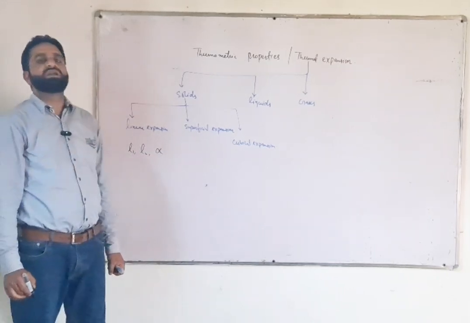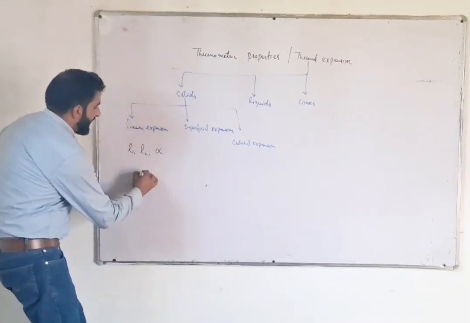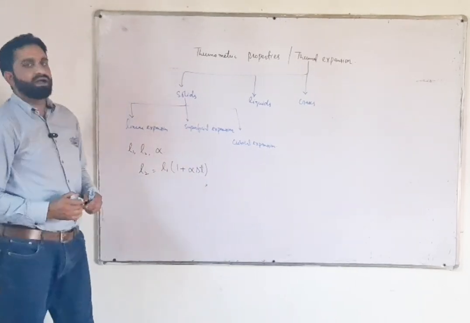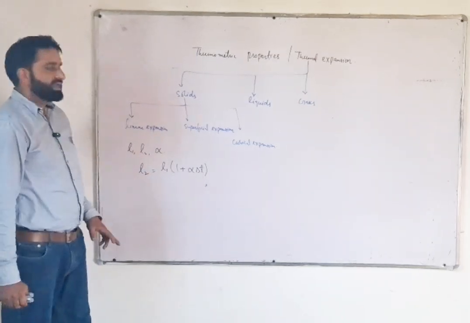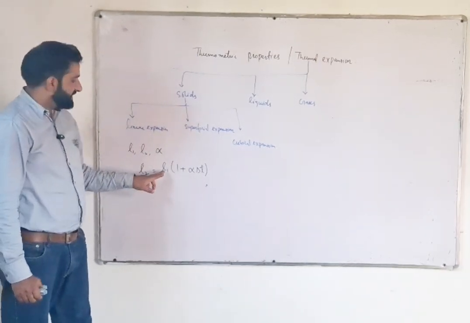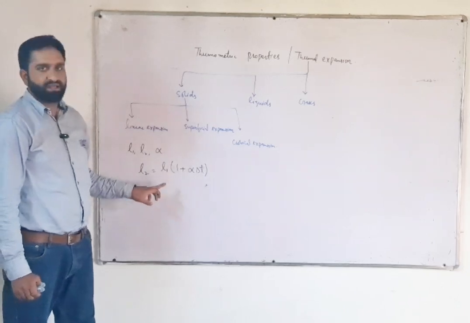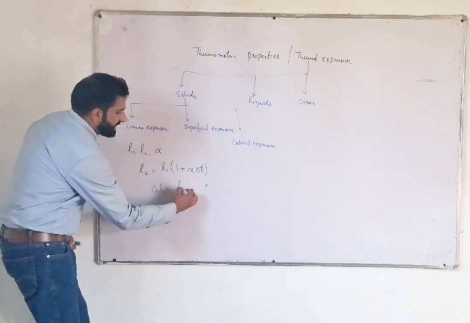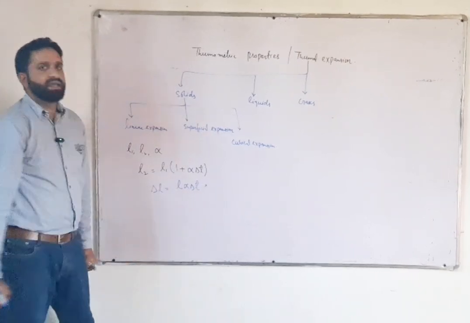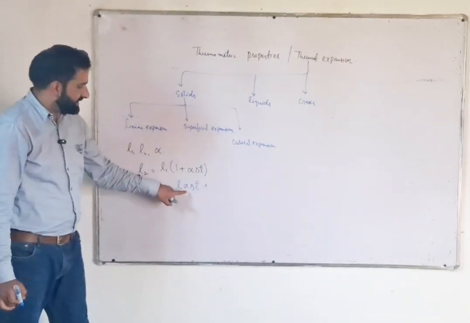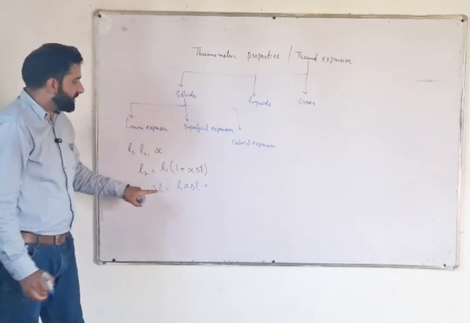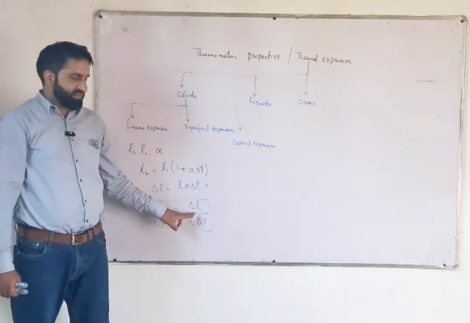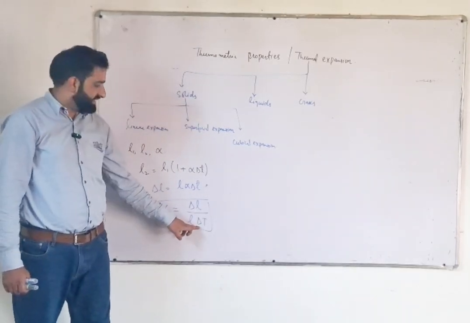as the coefficient of linear expansion, then L2 is equal to L1 into (1 plus alpha delta T), where delta T is the change in temperature, L2 is the final length, and L1 is the initial length. Now we can see that delta L is equal to L into alpha delta T, where delta L is the change in length and L is the original length. If we have to calculate the coefficient of linear expansion, alpha is equal to delta L by L delta T, where delta L is the change in length, L is the original length, and delta T is the change in temperature.